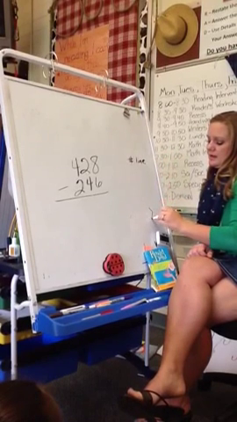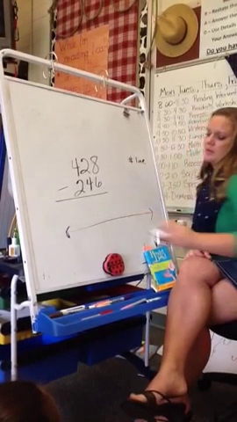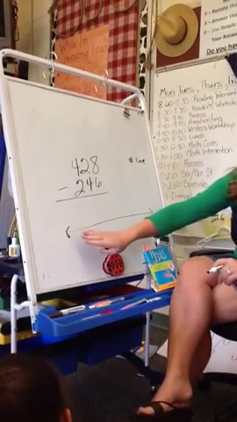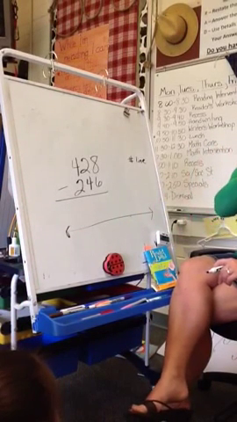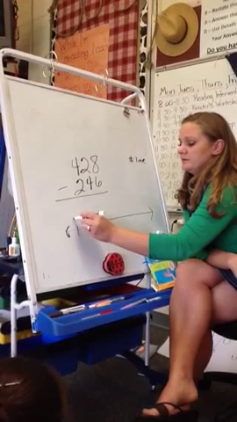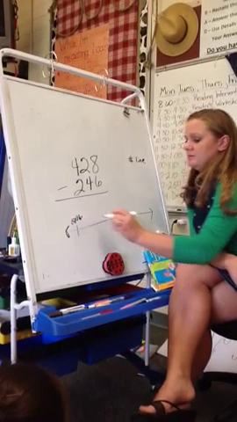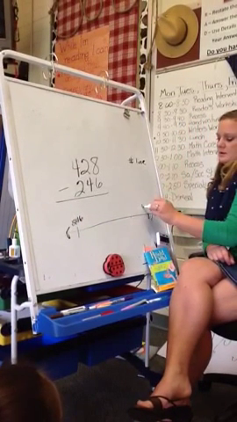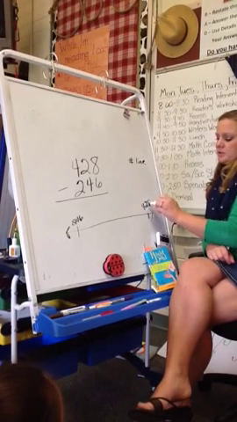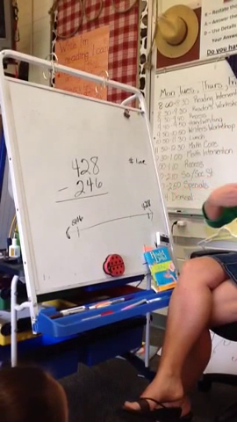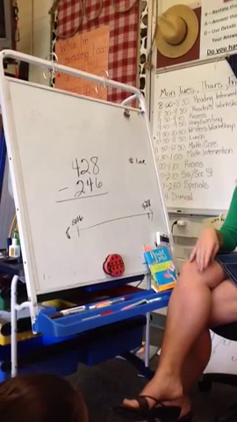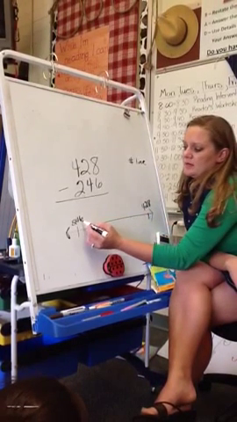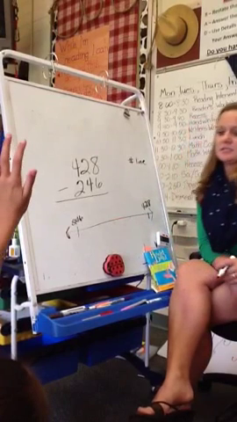So, I have my number line. Boys and girls, what could I put down here? What do I need to put down here? 246. Exactly, the smaller number, 246, and I'm going to count up to 428. All subtraction is figuring out how much is in between the two of those, what the difference is between the two of them.